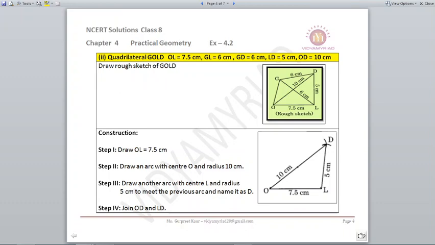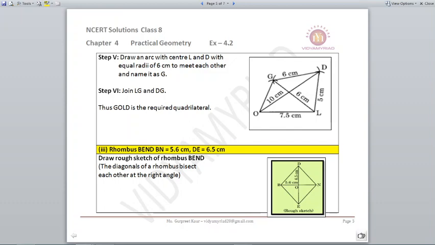Now what will I do? I will take the two points D and L. From D and L, I will mark 6 centimeters from my scale and cut the arc. Wherever they cut, that point is known as G. So you will join GL and you will join GD. If you see GO, there are no measurements given, but they are fixed points. So I can draw the line GO, and thus my required quadrilateral GOLD is formed like this. If you draw the rough hand diagram, it becomes very easy for you to make your real construction.